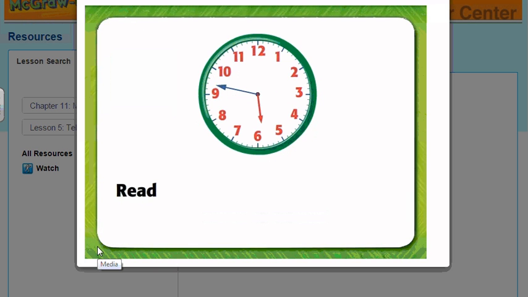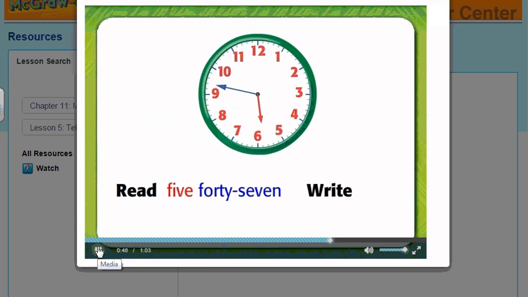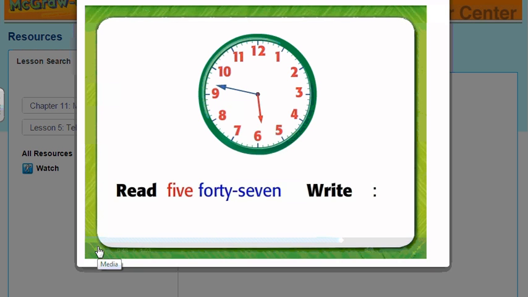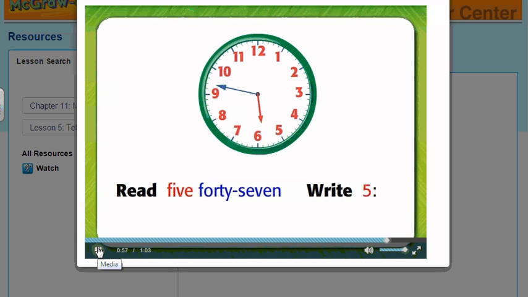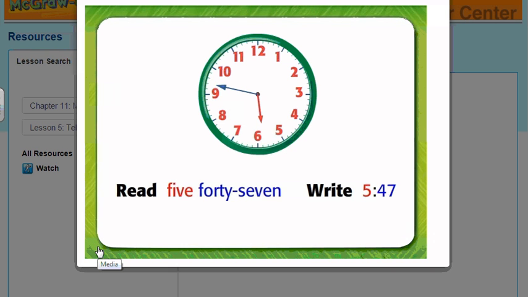When we read the time, we say the hour first, then the minutes. 5:47. When we write the time, we use a colon to separate the hour and the minutes. The digits before the colon show the hour, so write 5 before the colon. The digits after the colon show the minutes, so write 47 after the colon.